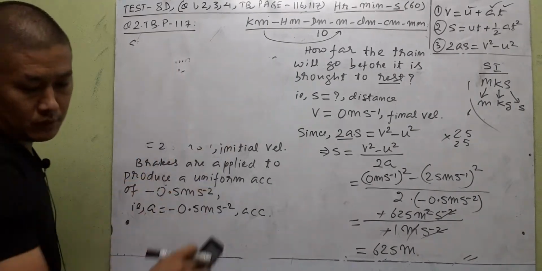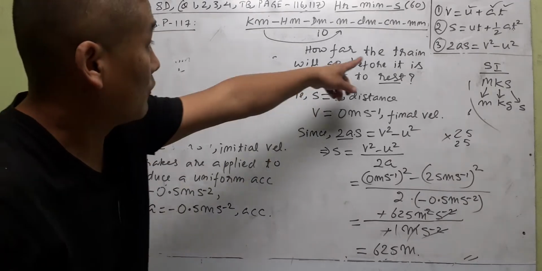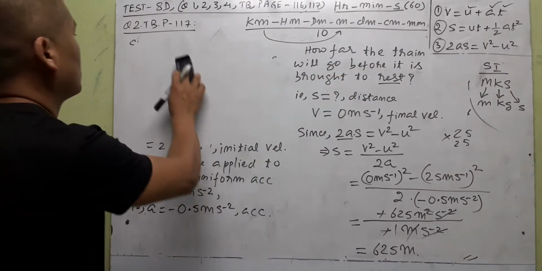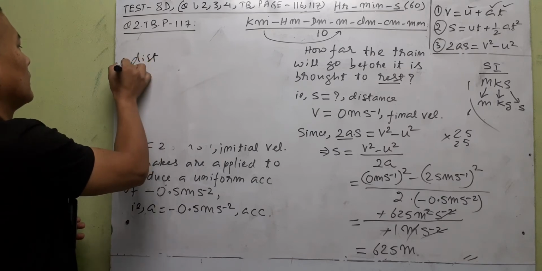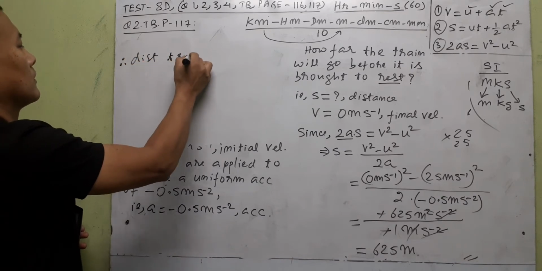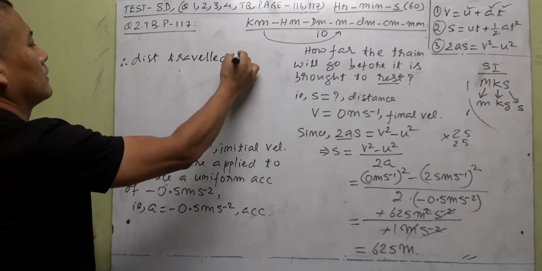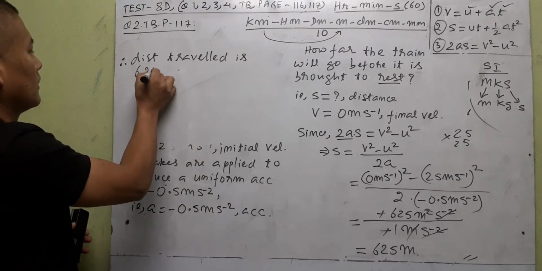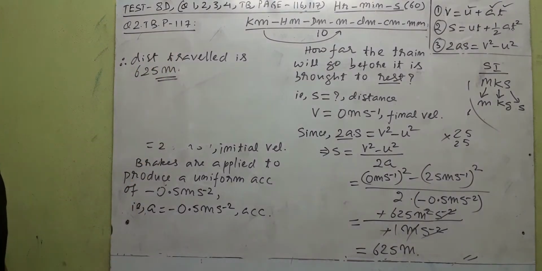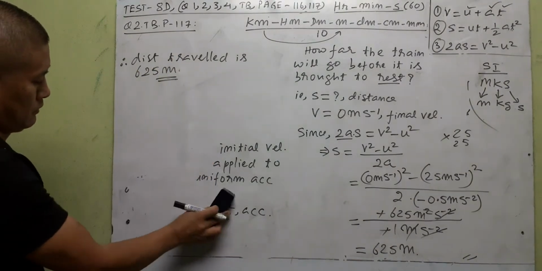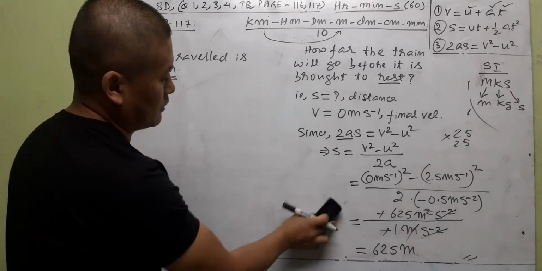Go back to the question, and the question is saying how far the train will go before it is brought to rest. So distance traveled, you can just write like that. Distance traveled or covered is 625 meters. So that is our answer for this question. Okay, now let us go to the next question.